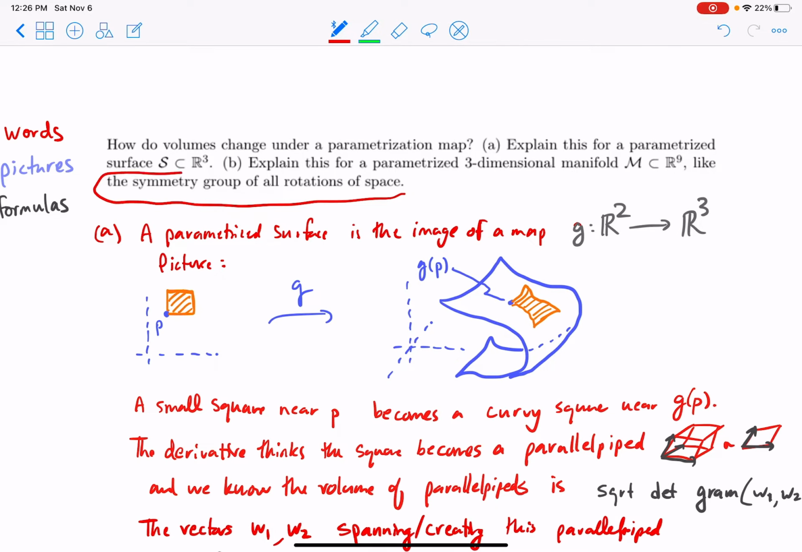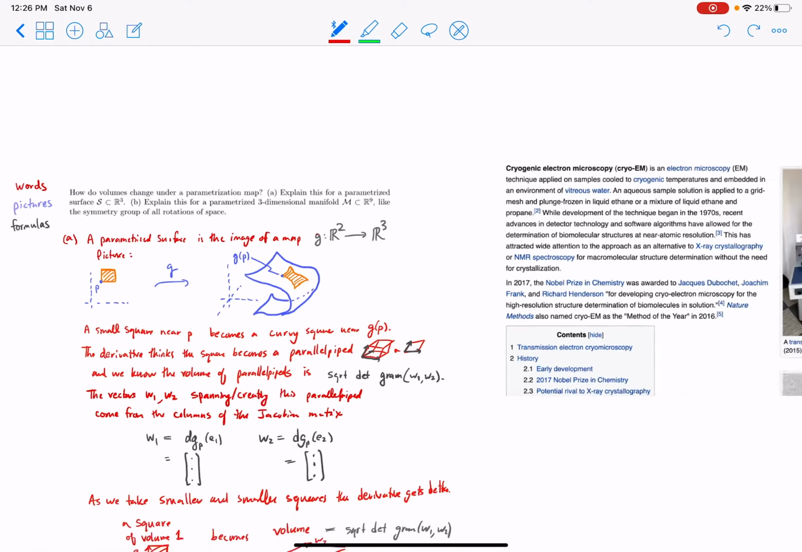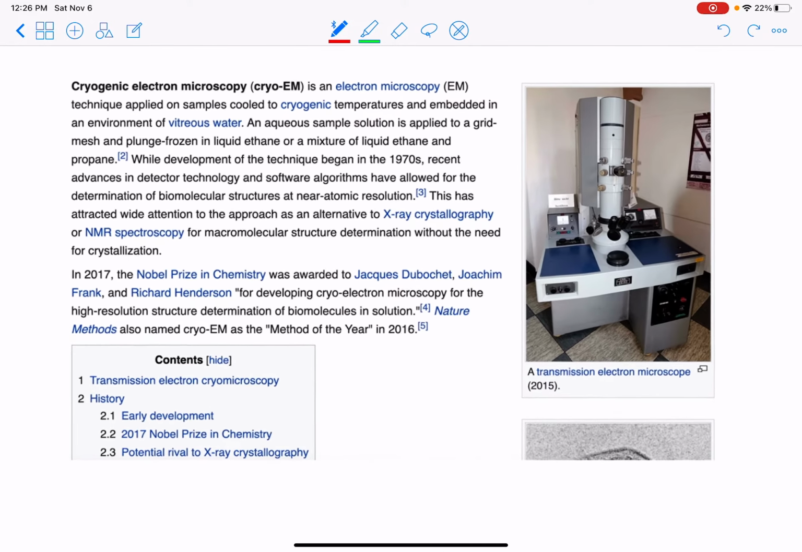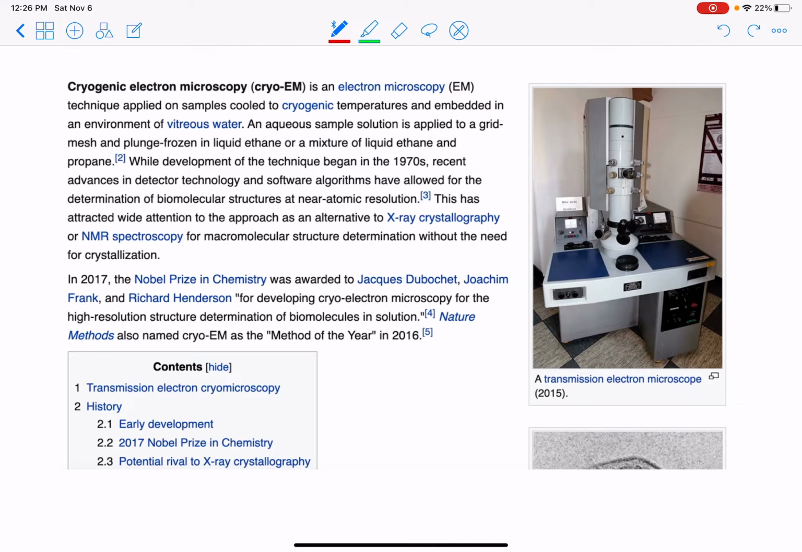Explain this for a parameterized 3-dimensional manifold M in R9. And why would we want to do this? Well, here's an example. Cryo-electron microscopy is, for example, in 2017, the Nobel Prize in Chemistry was awarded to people who developed this to determine the structure of some molecules.